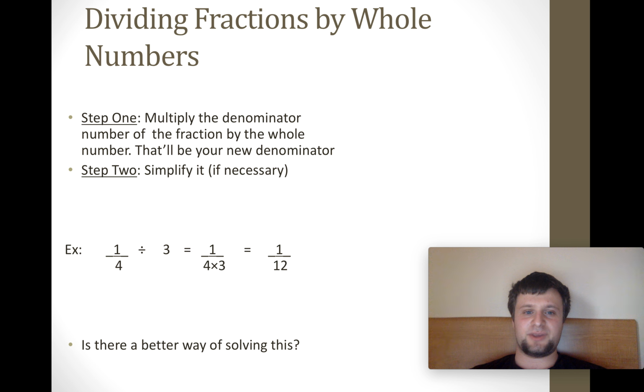So I have an example on the left-hand side of me, which is 1/4 divided by 3. Now all we need to do is leave the denominator alone, which is 4. And instead of dividing by 3, we just multiply 4 by 3. And that gives us 1 over 4 times 3, and that equals 1/12. So that's it. We're done.